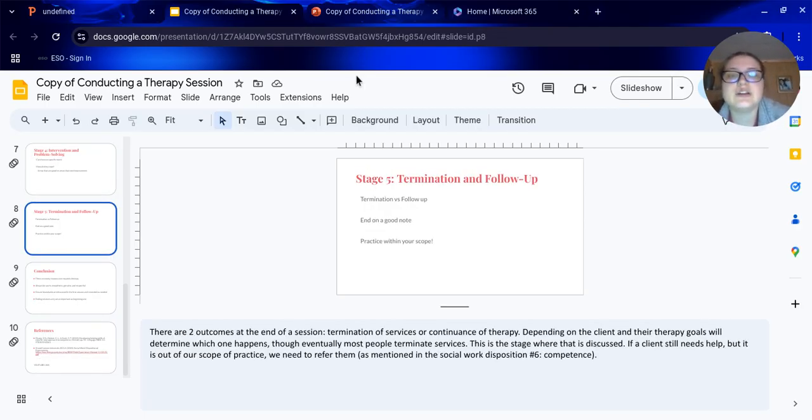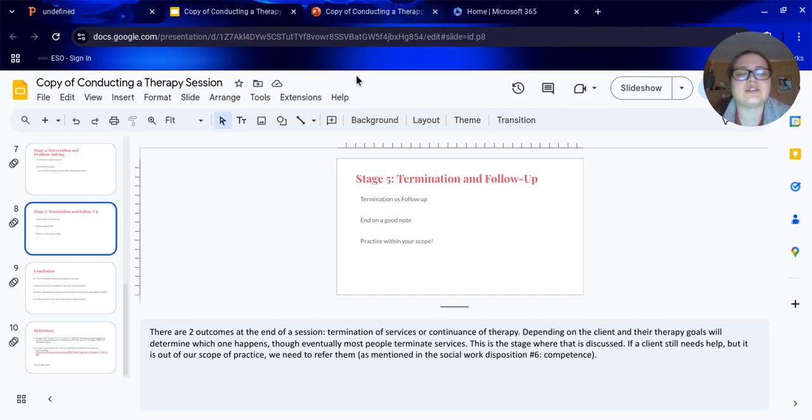Stage 5. Termination and follow-up. There are 2 outcomes at the end of a session: termination of services or continuance of therapy. Depending on the client and their therapy goals will determine which one happens, although eventually people usually terminate services. This is the stage where that would be discussed.